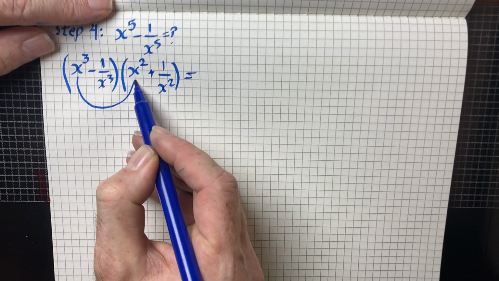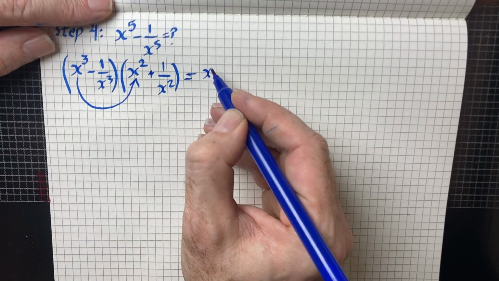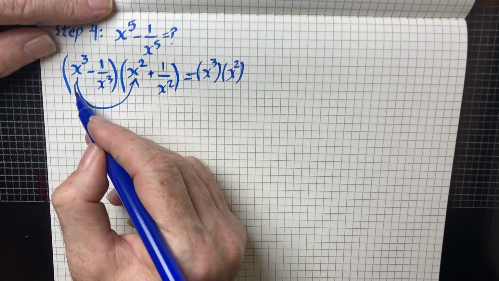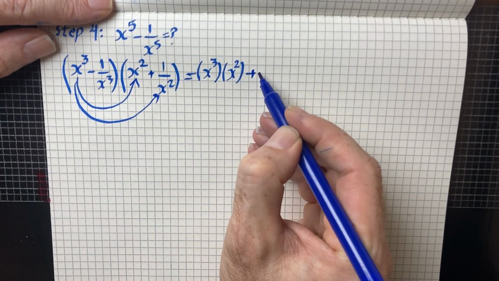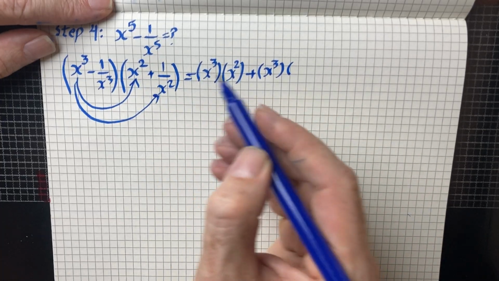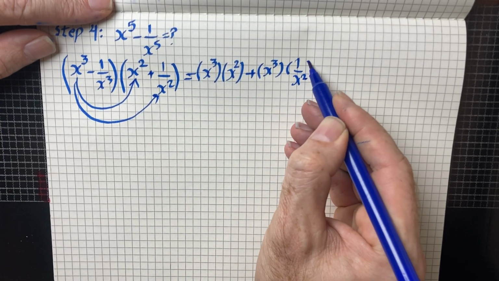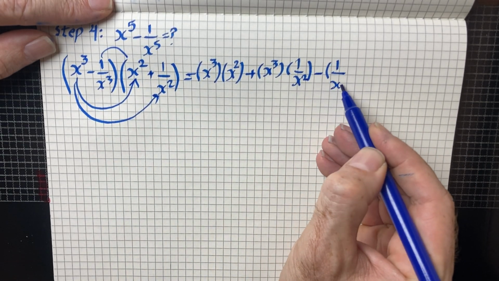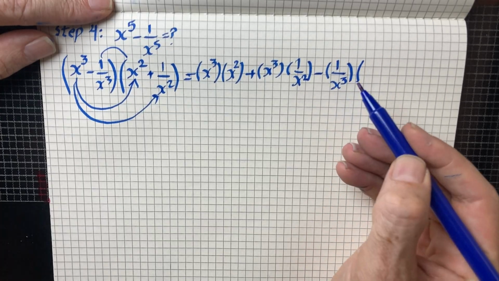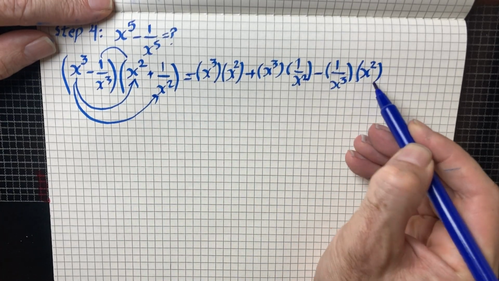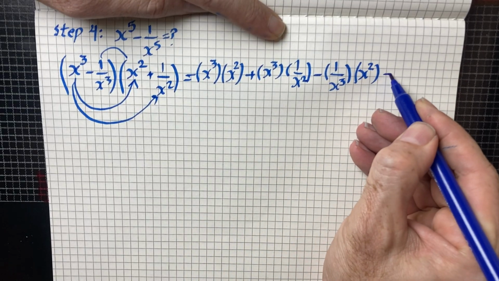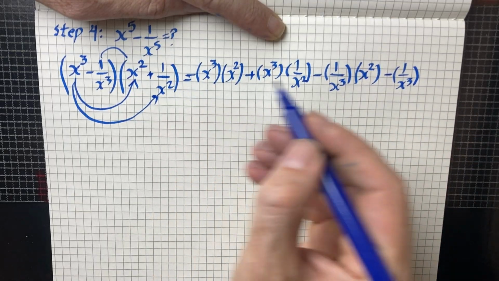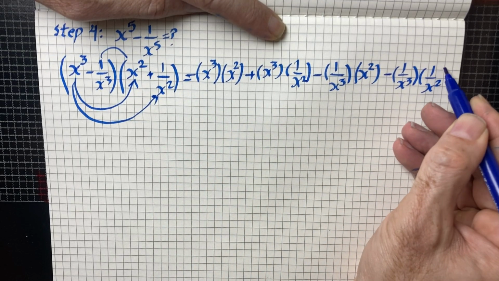X cubed times x to the power of 2. I write it here. X cubed times x to the power of 2. Next, x cubed times 1 over x to the power of 2. Next, minus 1 over x cubed times x to the power of 2. And finally, minus 1 over x cubed times 1 over x squared.